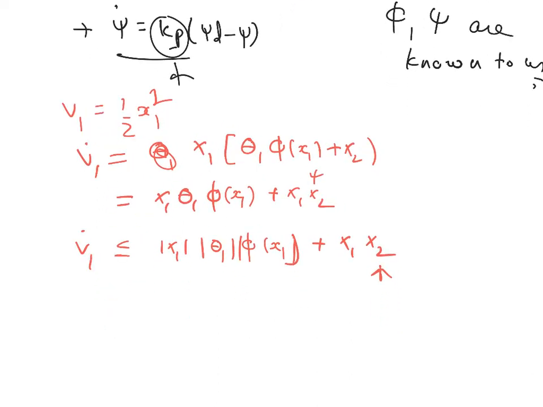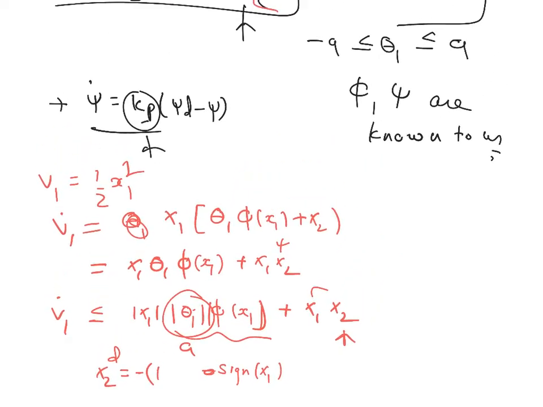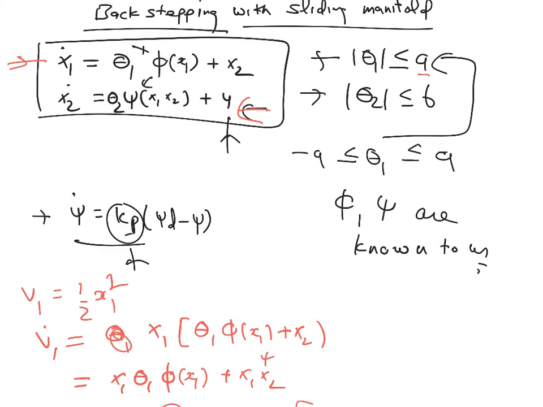So what will I choose? If I choose x2, we can call it x2 desired, to be minus sign of x1, multiplied by x1 gives me absolute x1, right? So that's one, and then something greater than this. So it will be minus of theta 1. What is the upper bound on this theta 1? It can be considered to be a, because if you see here, it's upper bounded by a, right?